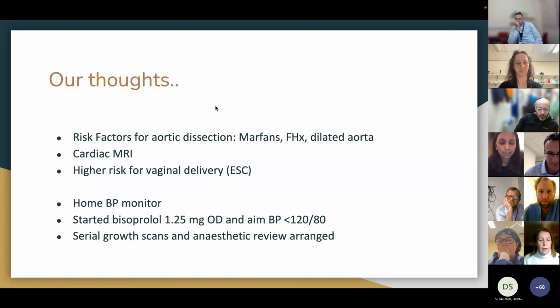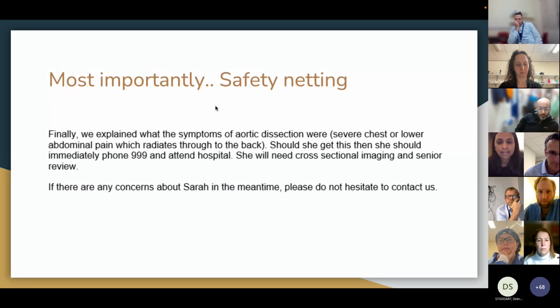So we started her on bisoprolol 1.25 milligrams once a day, aiming for a blood pressure less than 120/80. We also arranged for serial growth scans and an anesthetic review at that point. And most importantly, she was safety netted.